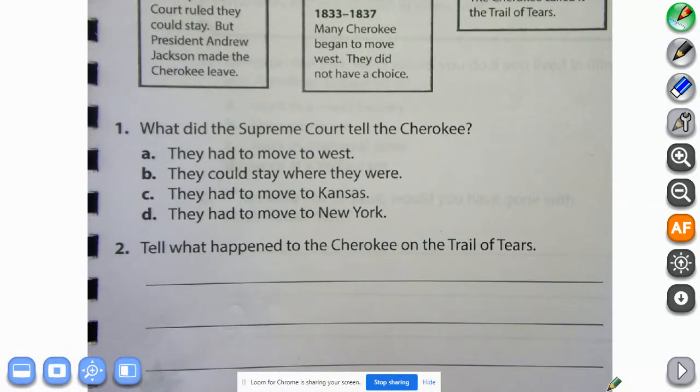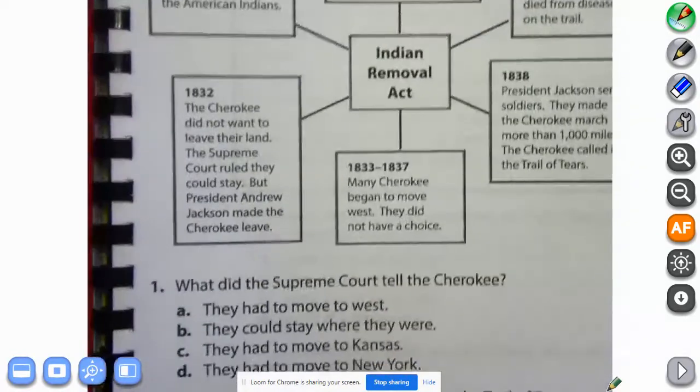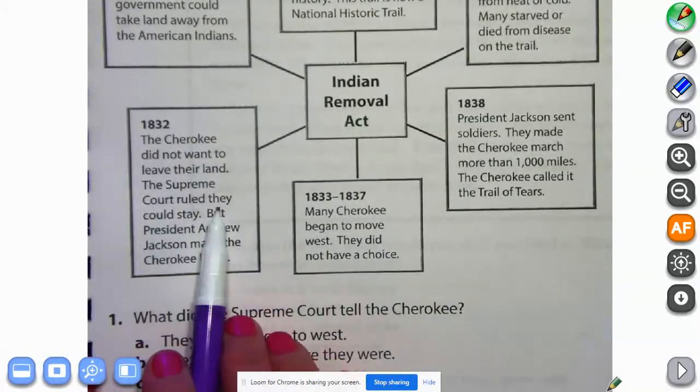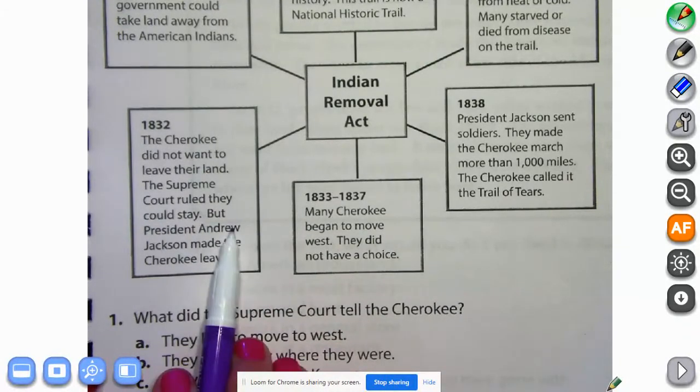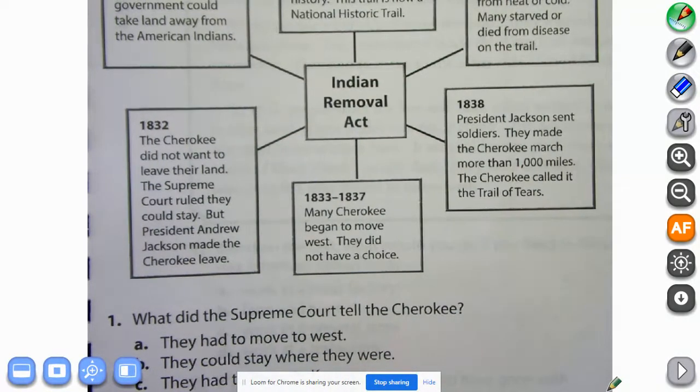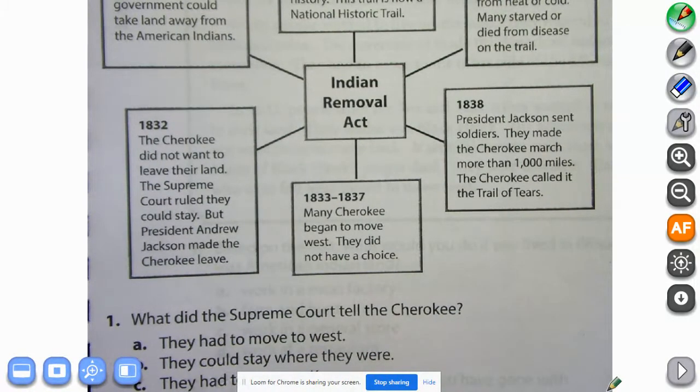So what did the Supreme Court tell the Cherokee? So let's look for where the Supreme Court ruled they could stay. All right. Does it say anything else about the Supreme Court? No, it was actually President Jackson who changed everything.